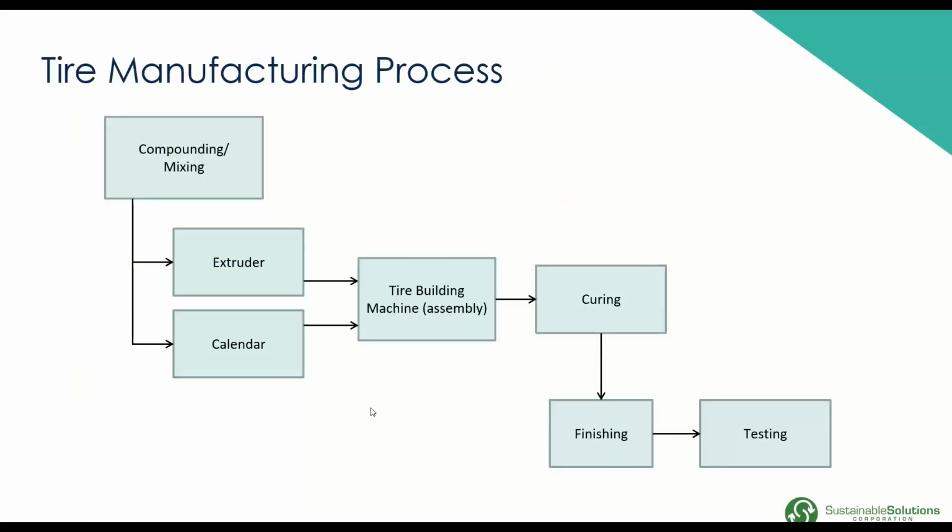This is an example of what I meant by a process flow or material flow diagram. When we're doing LCA, we're trying to understand all the inputs here. We start out with compounding and mixing: we take all the ingredients and mix them together. We then run them through an extruder and a calender machine, and we get out the ingredients of a tire. We have a tire building machine where, during the extrusion process, we're putting in the belts and the steel; we're basically assembling the tire.